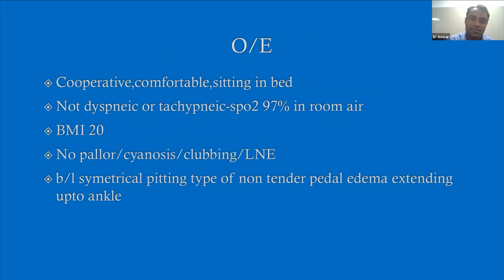On examination, he was cooperative, comfortable, sitting in bed, not dyspneic or tachypneic, with a saturation of 97% in room air, with a BMI of 20. No pallor, cyanosis, clubbing, or lymph node enlargement. There is bilateral symmetrical pitting type of non-tender pedal edema extending up to the ankle.